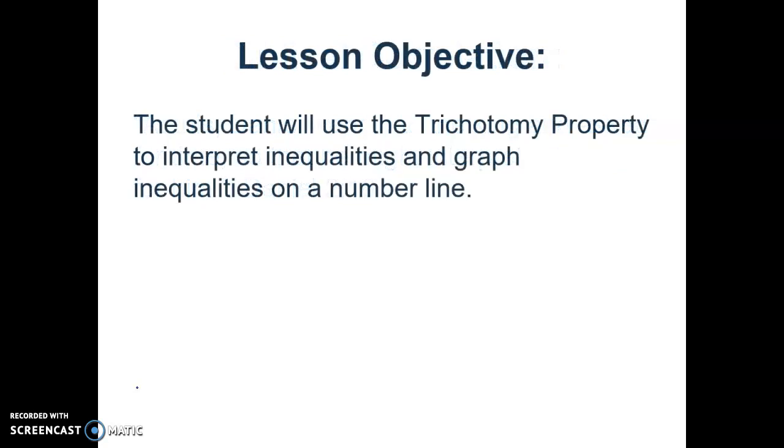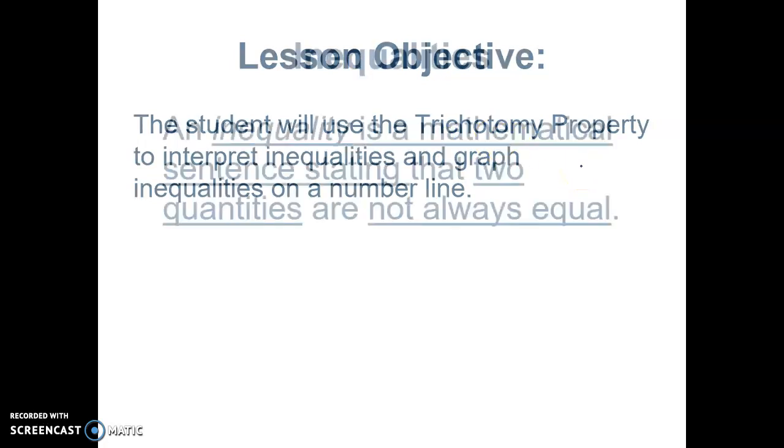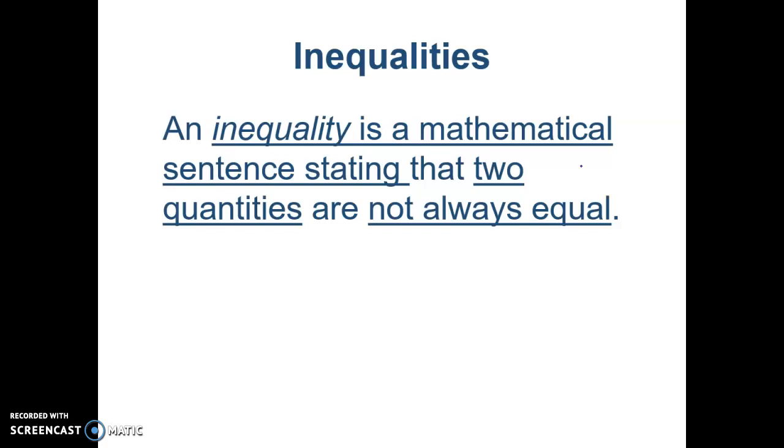For our objective today, you, the student, will use the trichotomy property to interpret inequalities and graph inequalities on a number line. Now, you should recognize this prefix here, tri meaning 3. And so when we talk about the trichotomy property, we're going to learn about 3 things that are true of every set of numbers. Let's start first with the definition of inequalities.